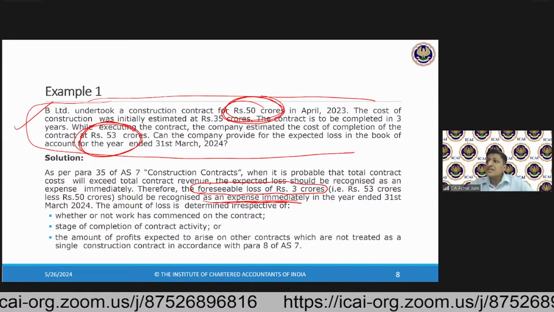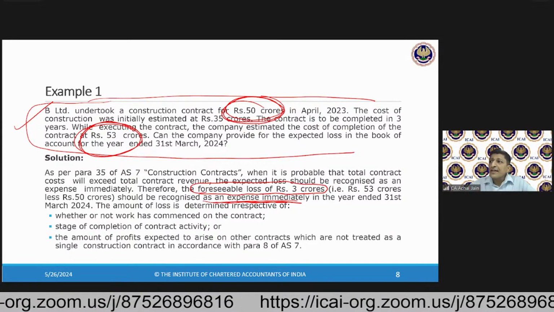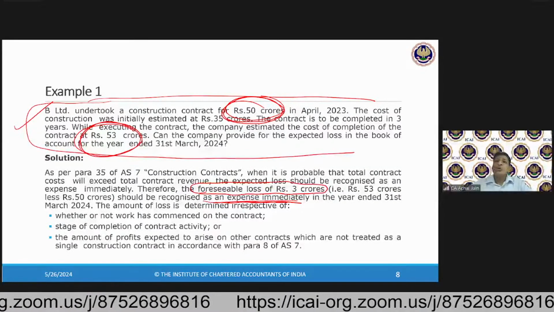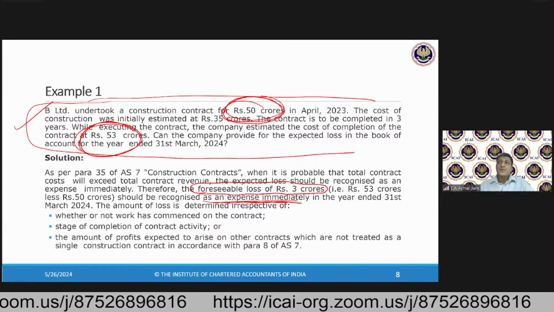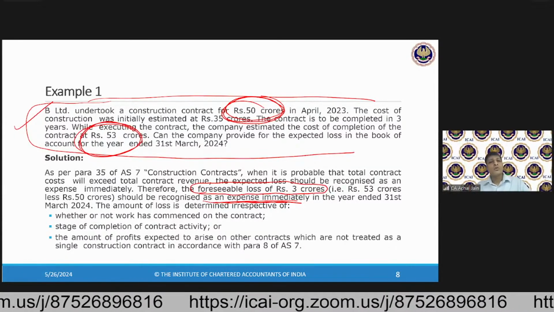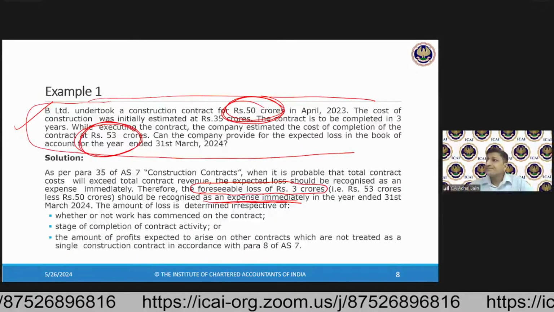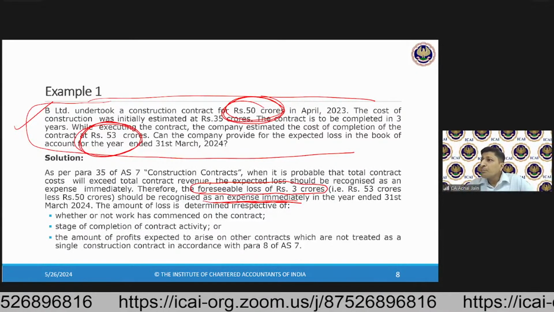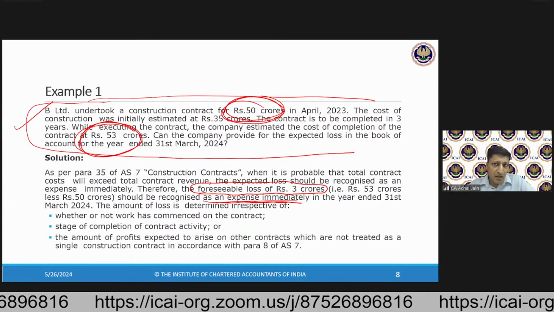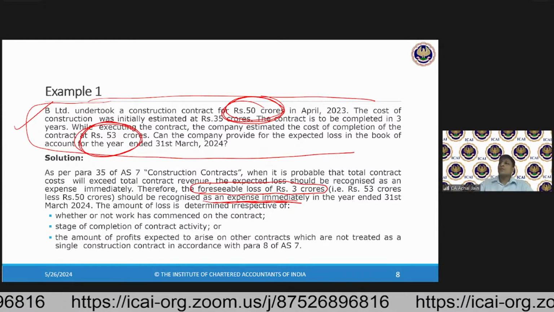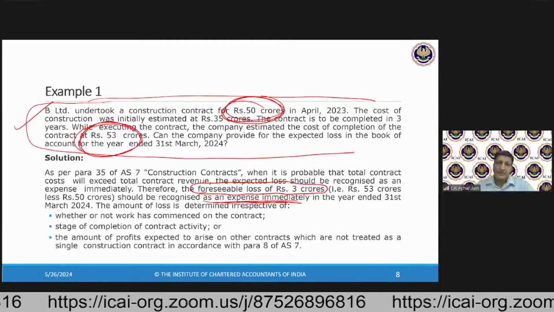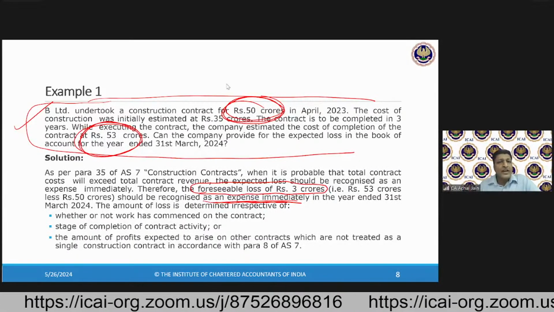Then Baswant is asking, sir, is the expected loss to be booked in the recognized period only? No, it's not about the recognized period. The moment you get to know about the foreseeable loss, immediately you'll recognize. You'll not wait. Preeti is saying, as per the concept of prudence, 3 crore loss should be recognized in this example. Yes, that's correct.